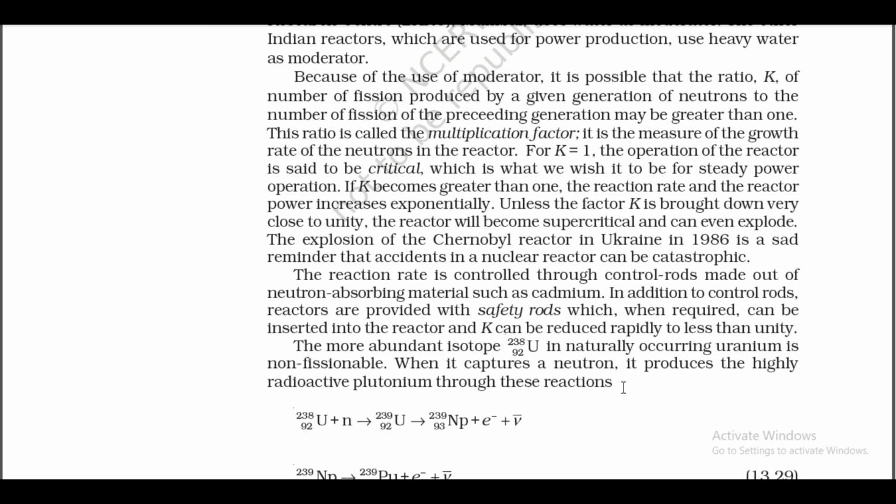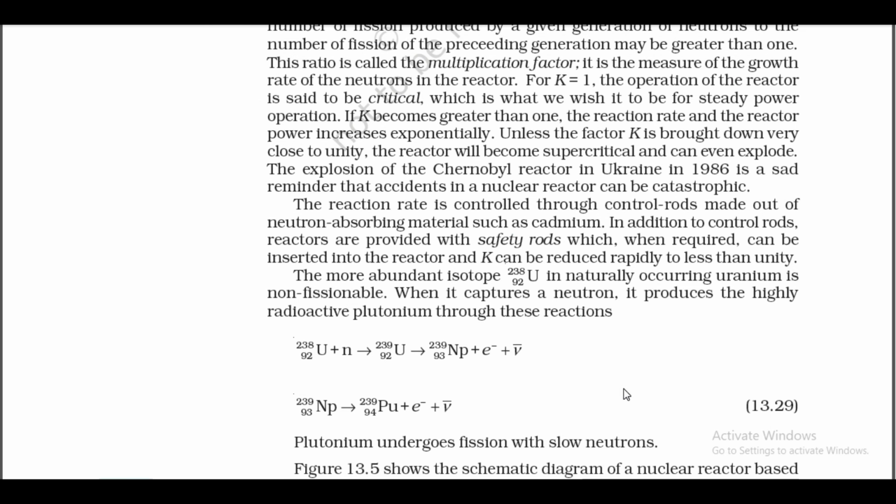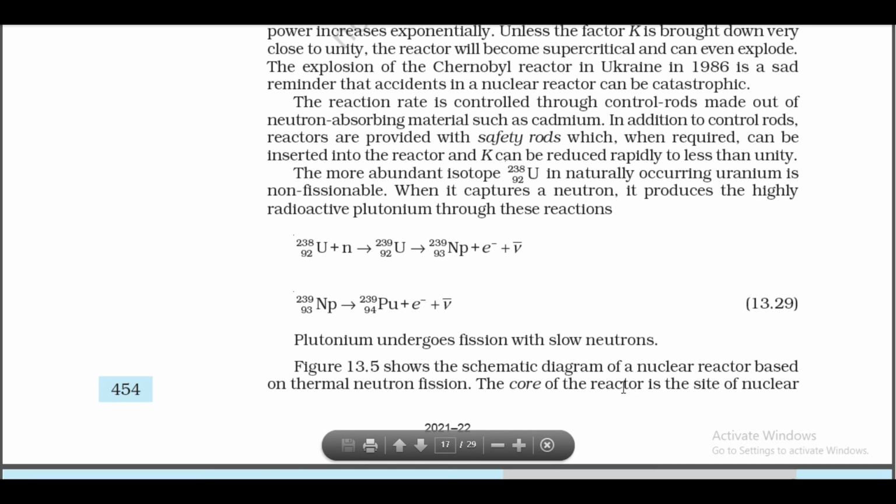If K becomes greater than 1, the reaction rate and the reactor power increase exponentially. Unless the factor K is brought down very close to unity, the reactor will become supercritical and can even explode. The explosion of the Chernobyl reactor in Ukraine in 1986 is a sad reminder that accidents in a nuclear reactor can be catastrophic. The reaction rate is controlled through control rods made out of neutron absorbing materials such as cadmium.